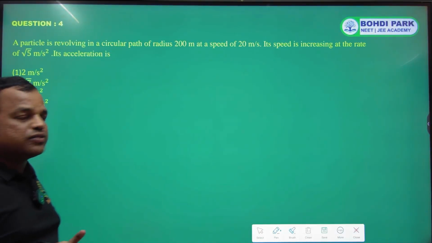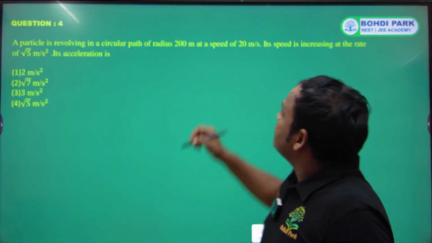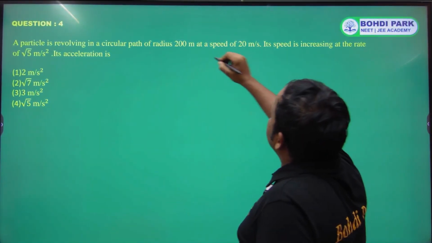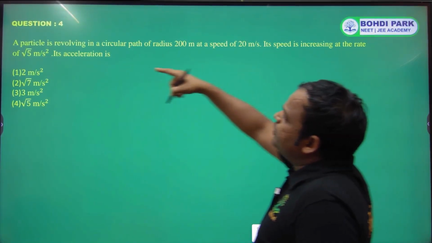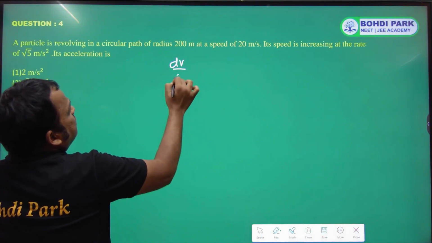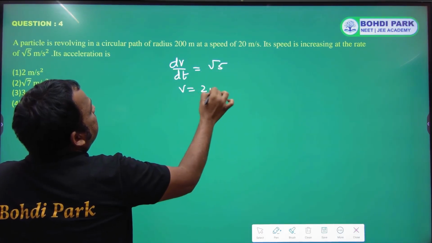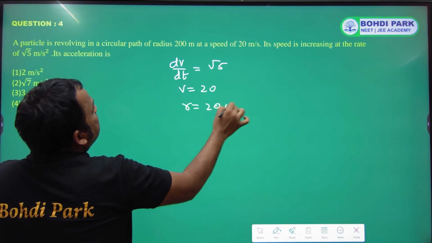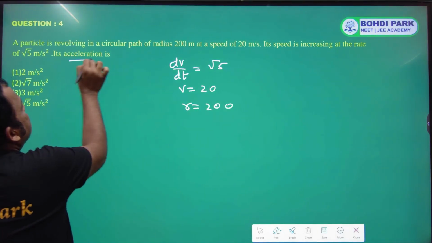Now look at this next question. Fourth question. A particle is revolving in a circle with speed 20, radius 200. Its speed is increasing at the rate root 5. So dv by dt is given. dv by dt is root 5. V is 20. R is equal to 200. Everything is in SI unit. So we have to find acceleration.